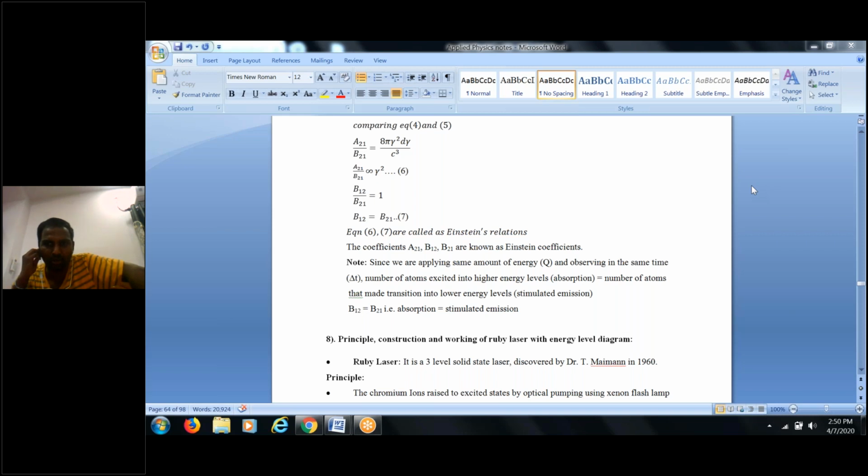And here you have to note, this is the classification of lasers, or types of lasers. Behind every classification, you have some basis. Then what is the basis to divide the three types of lasers? Based on the state of active material. Based on the state of active material, we have three types of lasers.